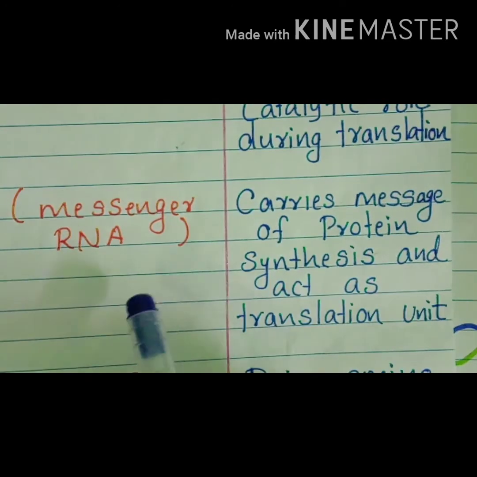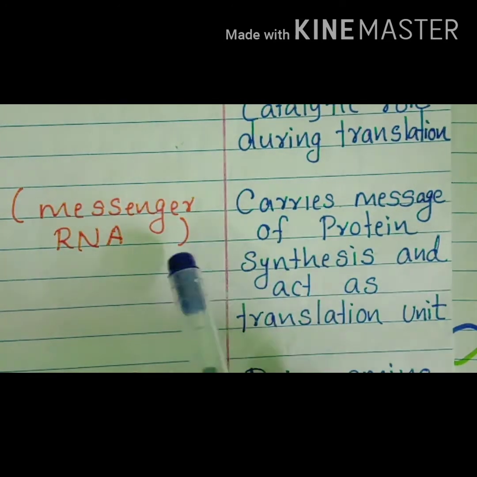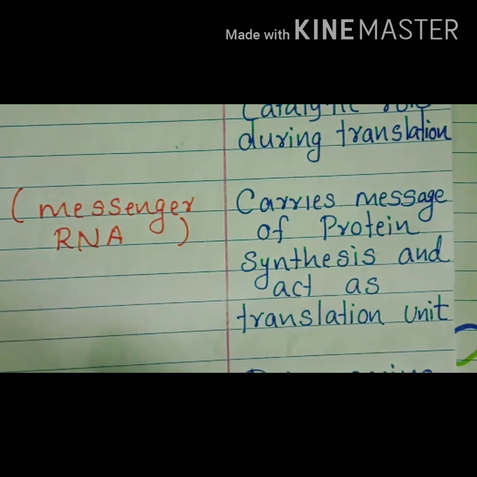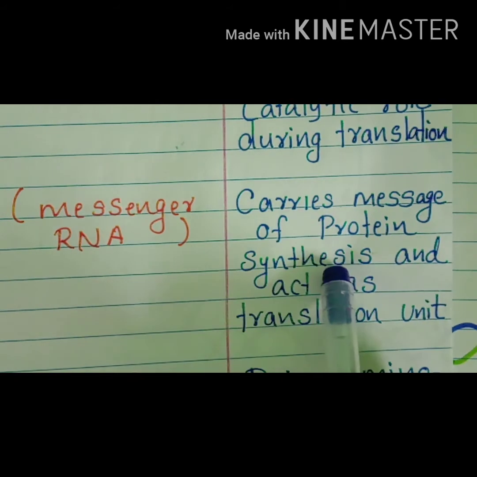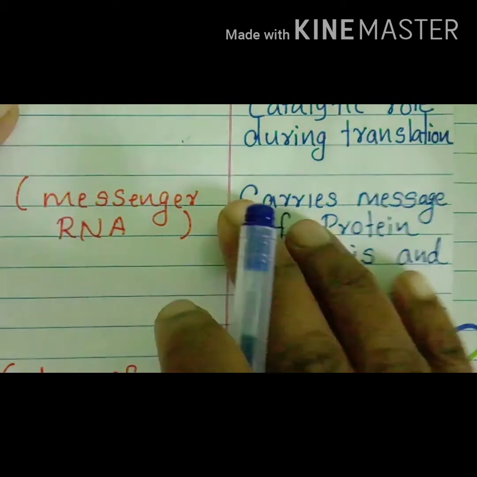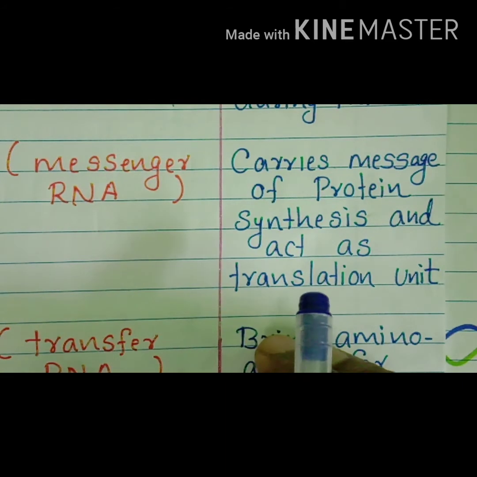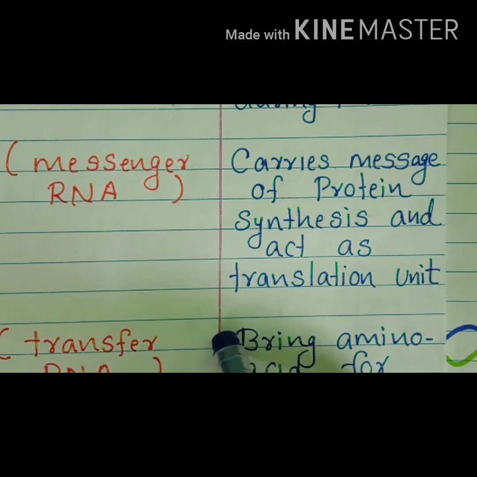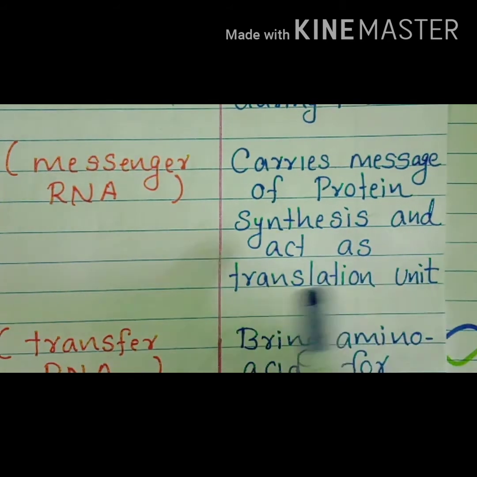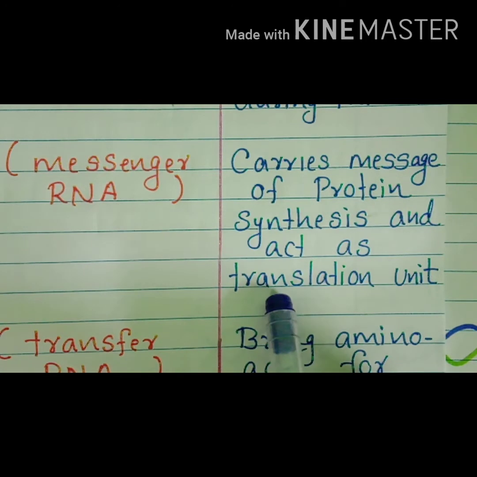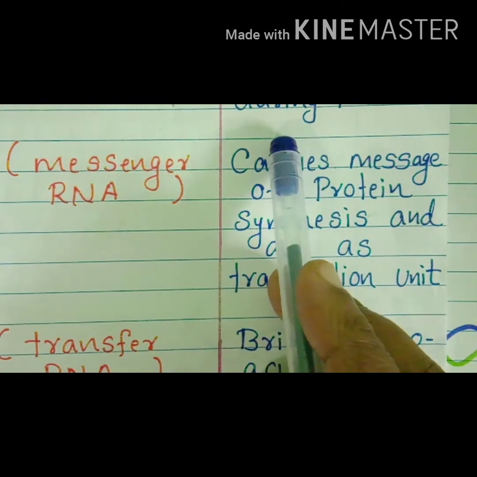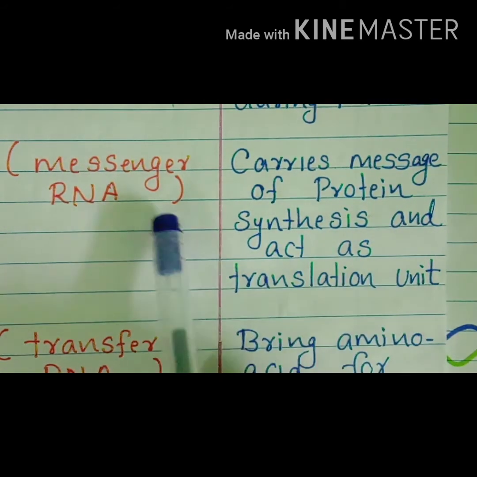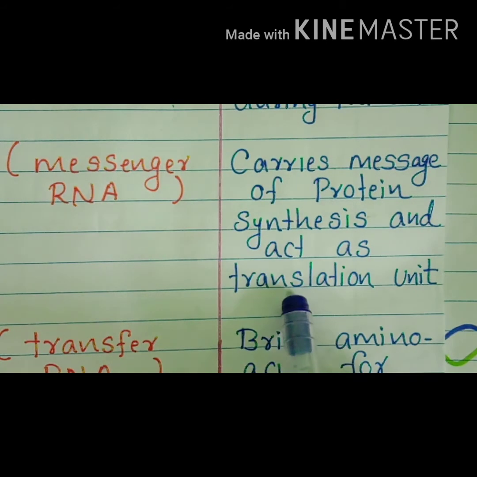Then comes mRNA, messenger RNA. Its function is to carry the message for protein synthesis from the DNA. And also mRNA acts as the translation unit. What is a translation unit? We have studied a transcription unit. A portion of the DNA is called a transcription unit. Translation unit means this is the unit where translation occurs. From mRNA, protein synthesis occurs next. So here mRNA is acting as the translation unit, or mRNA is the template for translation.